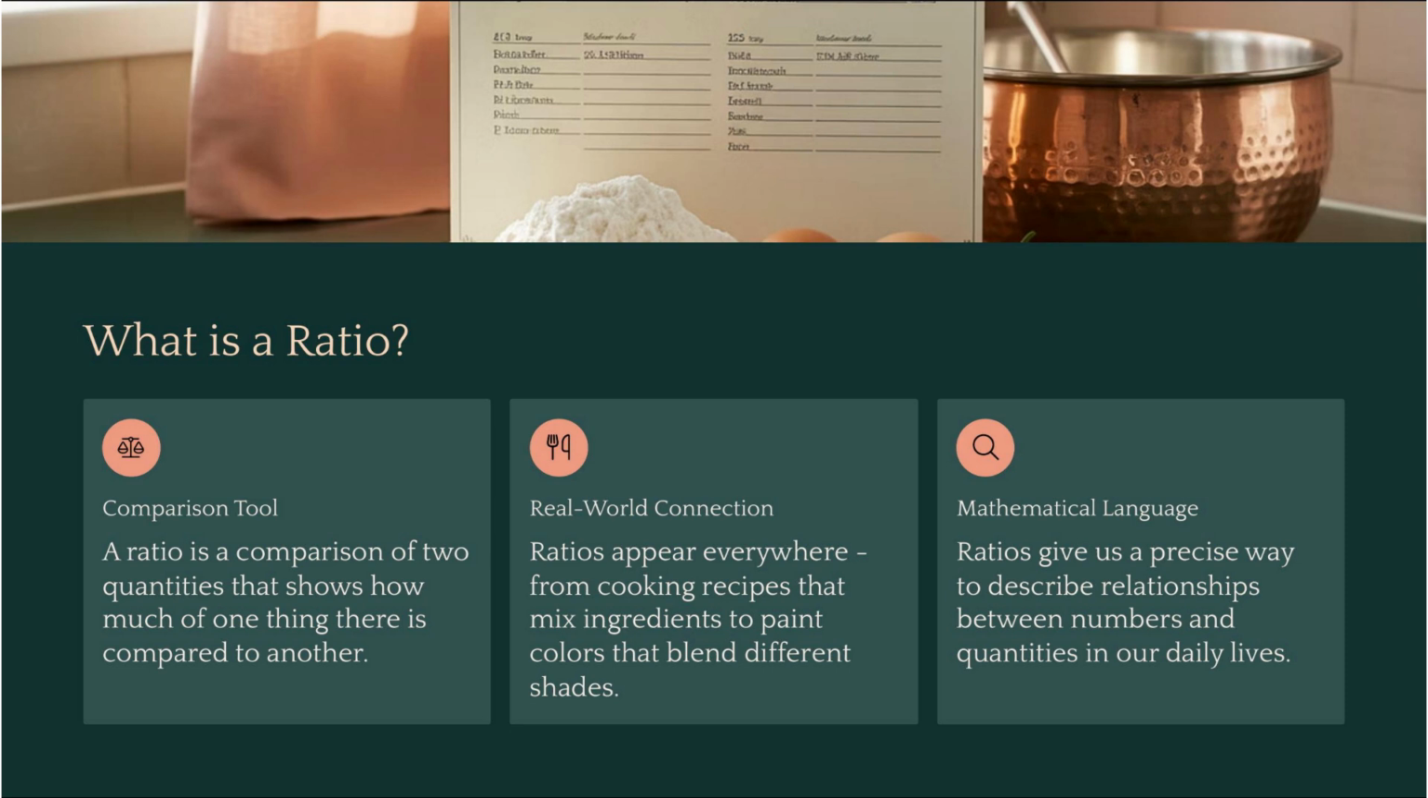If you're following a recipe to bake cookies, the ratio of flour to sugar is crucial. A ratio just provides a clear mathematical comparison. It shows how much of one thing there is compared to another.